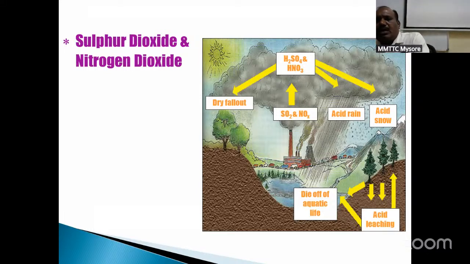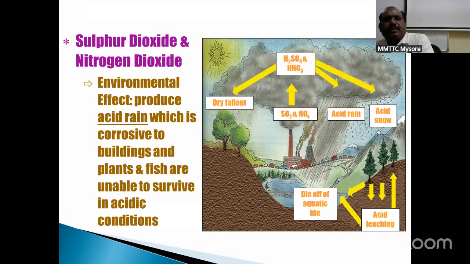Sulfur dioxide and nitrogen dioxide, as an environmental effect, produce acid rain, which is corrosive to buildings and also plants, and fish are unable to survive in acid conditions. A number of fishes are under threat because of this acid rain water.